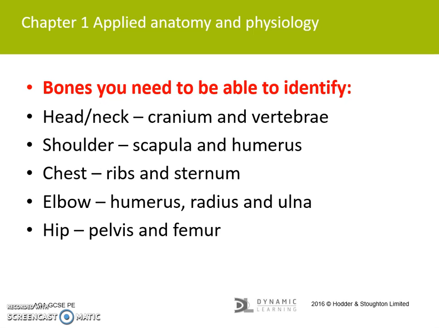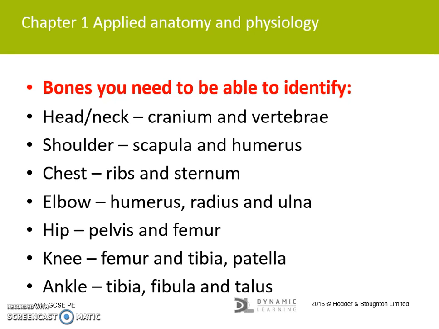In the hip, you've got to be able to identify where the pelvis and femur are. And in the knee, you've got to know the femur, tibia, and the patella. And finally, the ankle, you've got to know the tibia, the fibula, and the talus bones. So there's a number of bones you have to be able to identify, and they could ask any of these in your exam.